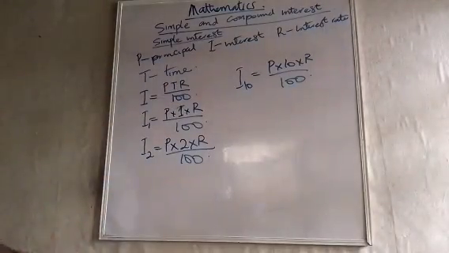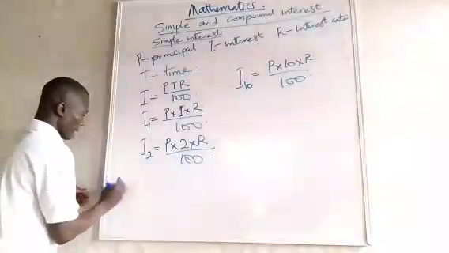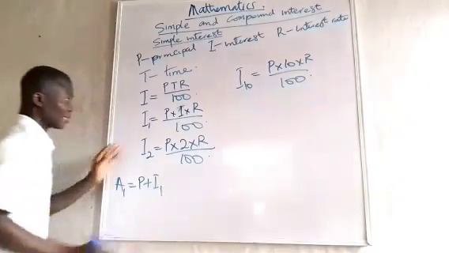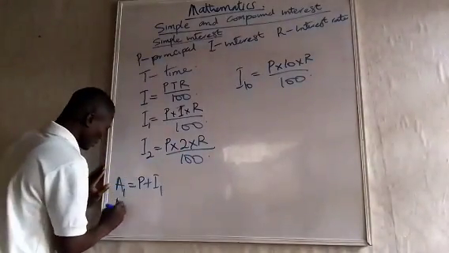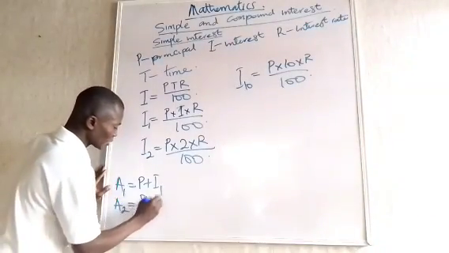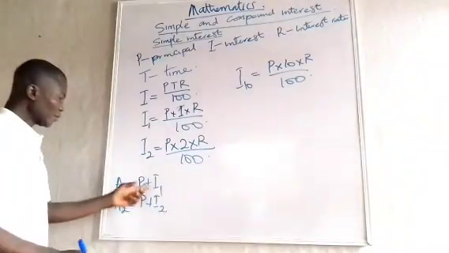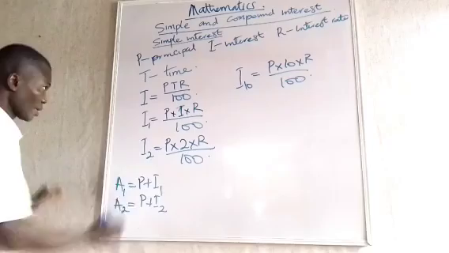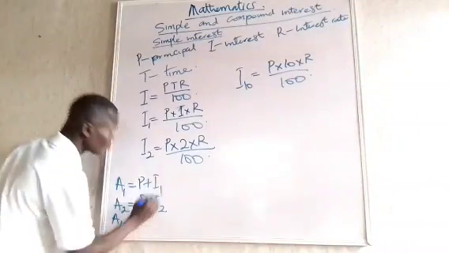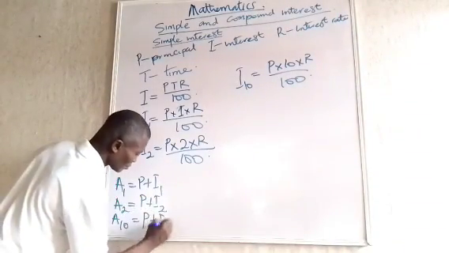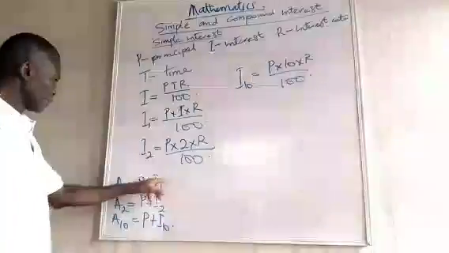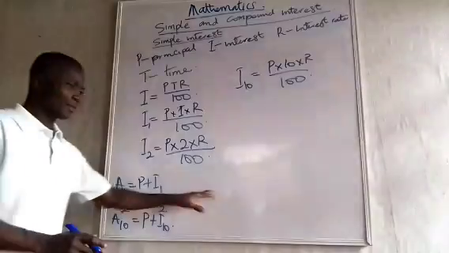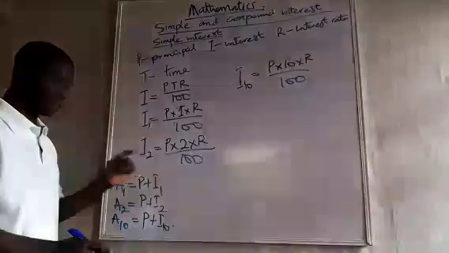And what does that mean? It means that the amount A1 will be equal to P plus I1. You can see A2, that is after 2 years, P plus I2, like we did here. And if you look at this, they are increasing in certain rates. The principal still remains the same all through. For A10, and you know, I2 is 2 times I1, I10 is 10 times I1. So that is the thing about simple interest.